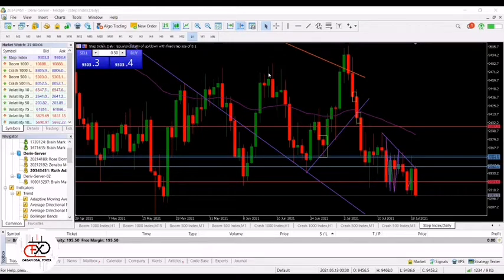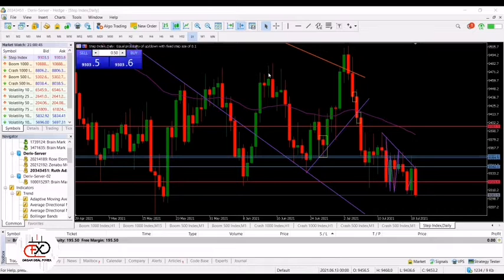Boom and Crash. The minimum lot size is 0.2. So automatically, when you are trading with $100 and you are using 0.2, you are already trading with a big lot size. Based on the information I gave, trading with 0.2 is a big amount, or you need big money to be able to trade it. So let's note some of those things.